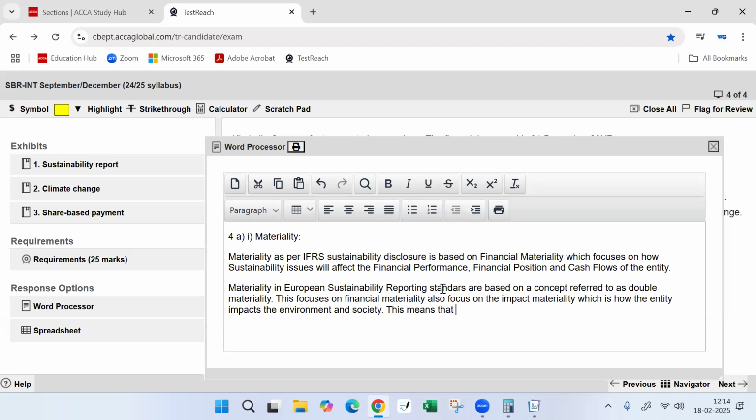This means that the entities consider both what is material to the environment and what is material to them, and that the two assessments are interrelated and interdependent. That's what the materiality focus is, right? So materiality is focused on double materiality.